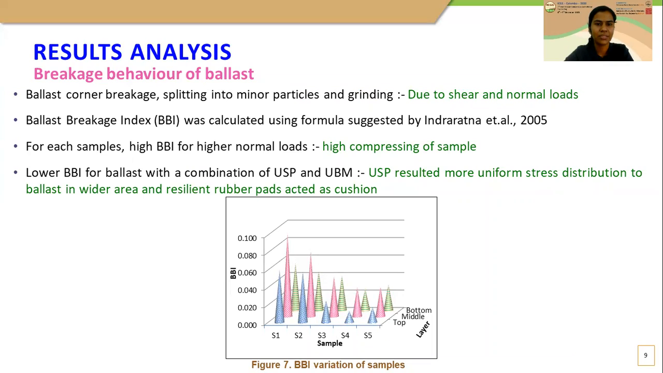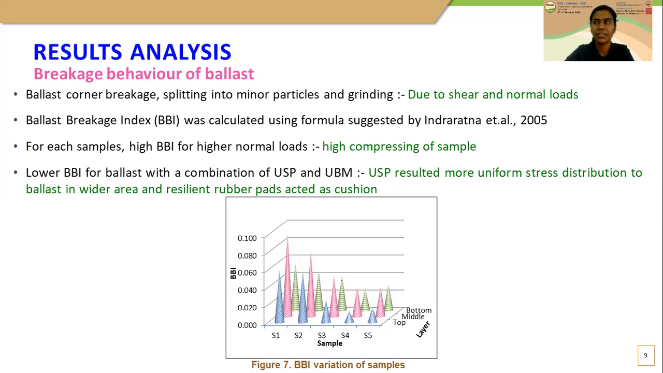I'll move on to the breakage behavior of ballast. Ballast undergoes corner breakage, splitting and grinding due to the application of shear and normal loads. Ballast breakage can be calculated using the ballast breakage index formula suggested by Navaratnarajah et al. For each sample at higher normal loads, a higher BBI was obtained. This is due to the higher compressing of samples, which reduces the dilation, so more particles undergo breakage.